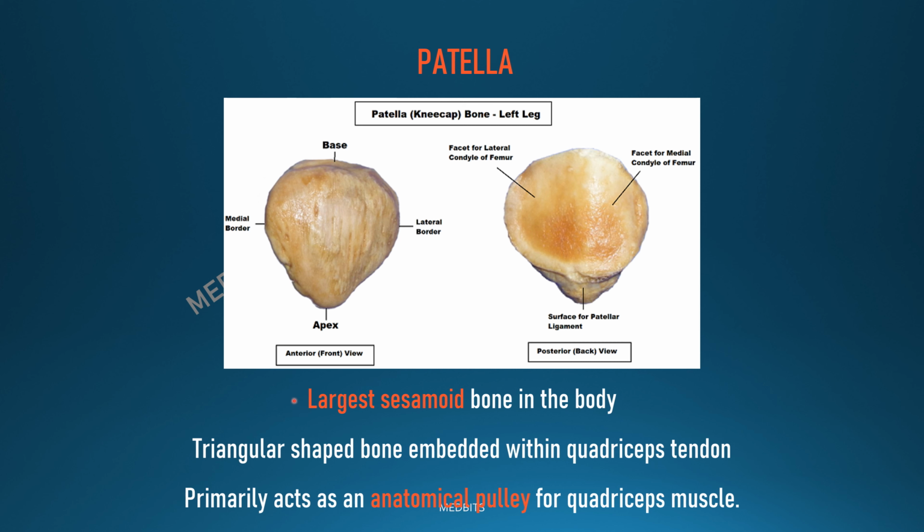Coming to the next topic, patella. Patella is known as the largest sesamoid bone in the body. It is triangular in shape and the bone is embedded within the quadriceps tendon. As you can see in the image here, the top part is the base and the pointed area is known as the apex, and you can see the medial border and lateral border. It primarily acts as an anatomical pulley for the quadriceps muscle.